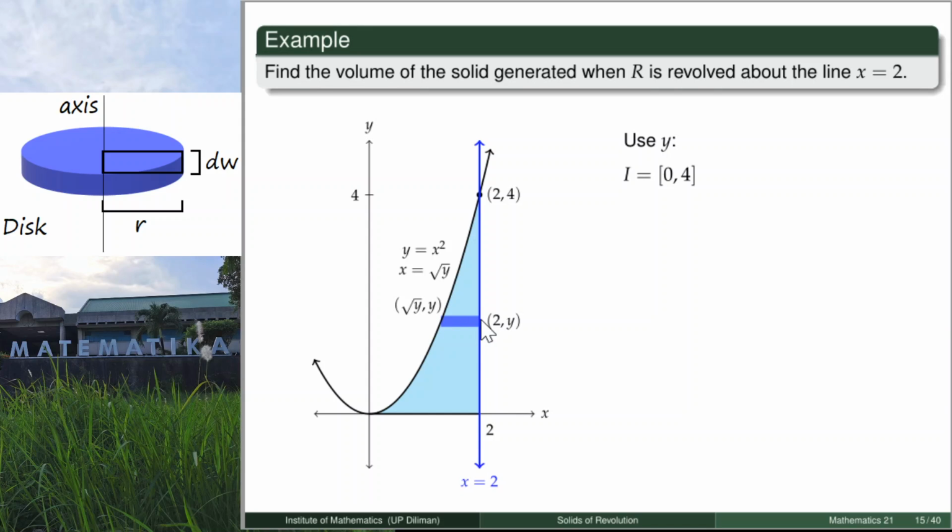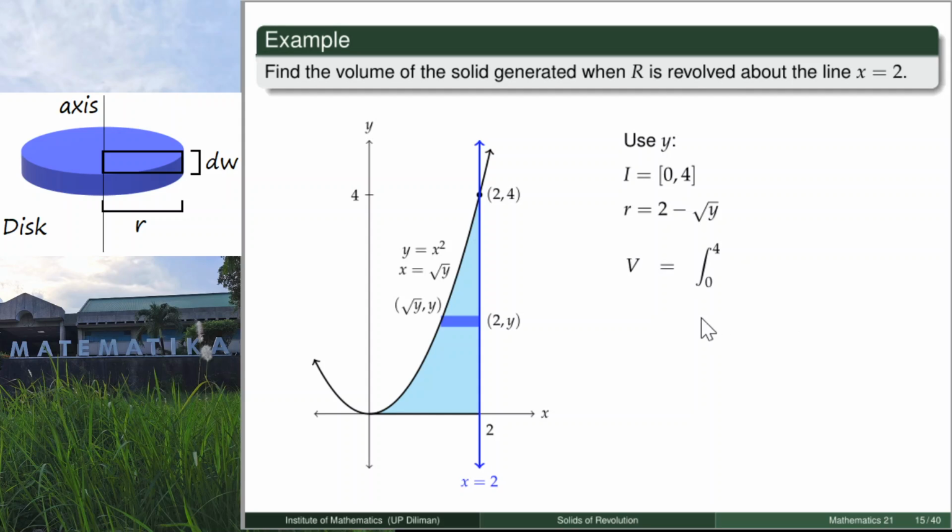So what is the x-coordinate on the right? This is x equals 2. The x-coordinate on the left is x equals square root of y. So then we will have r equals 2 minus square root of y. So this is x right minus x left. Okay? So plug it in our formula.